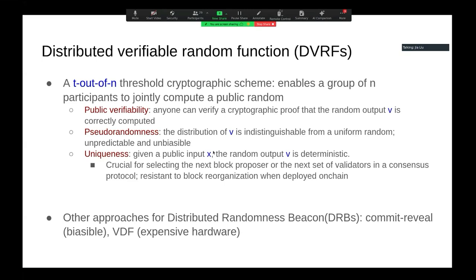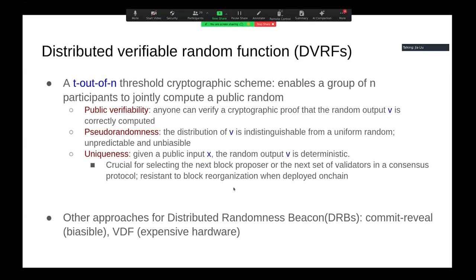Uniqueness is crucial for applications like selecting the next block proposal, or the next set of validators in a consensus protocol. Because if we have, for example, two output values V1 and V2, which are both valid for a given public input X, then this will give us two different block proposals and two different sets of validators, which will lead to a fork. This is not something we want for consensus.